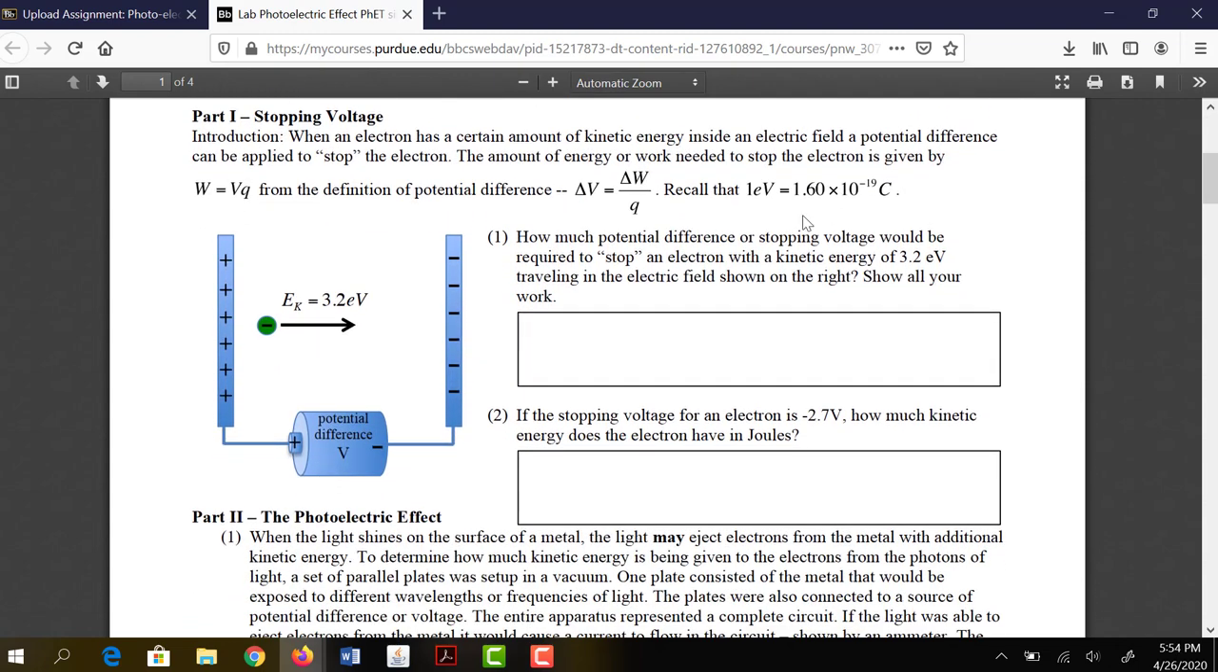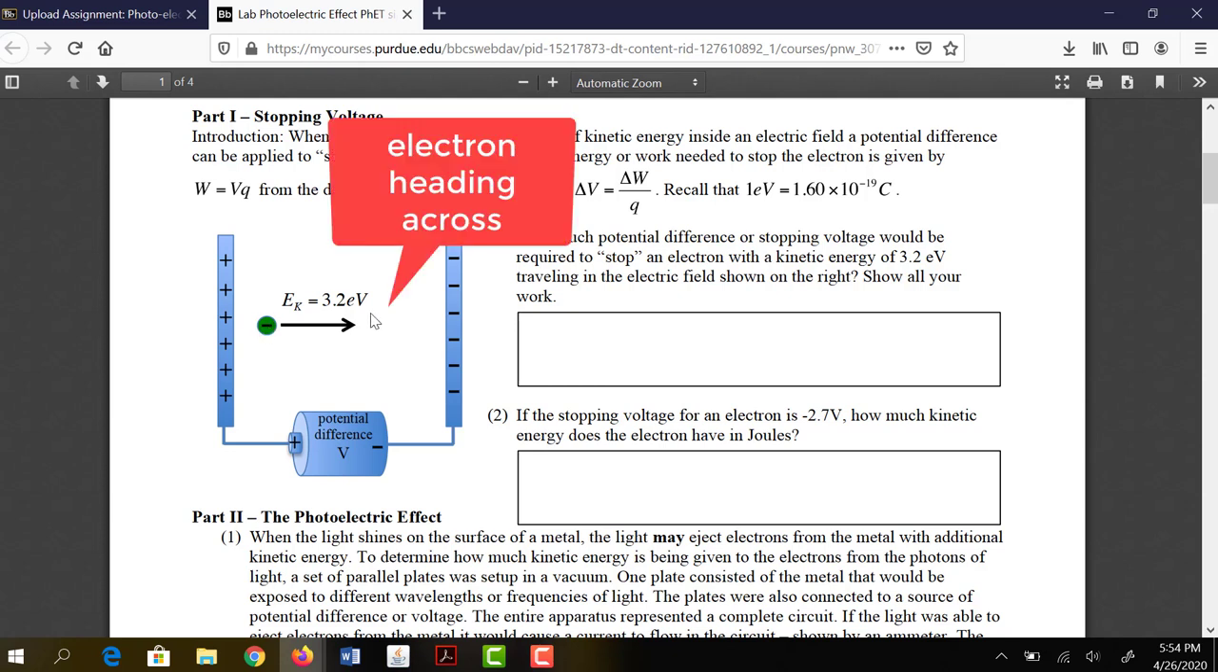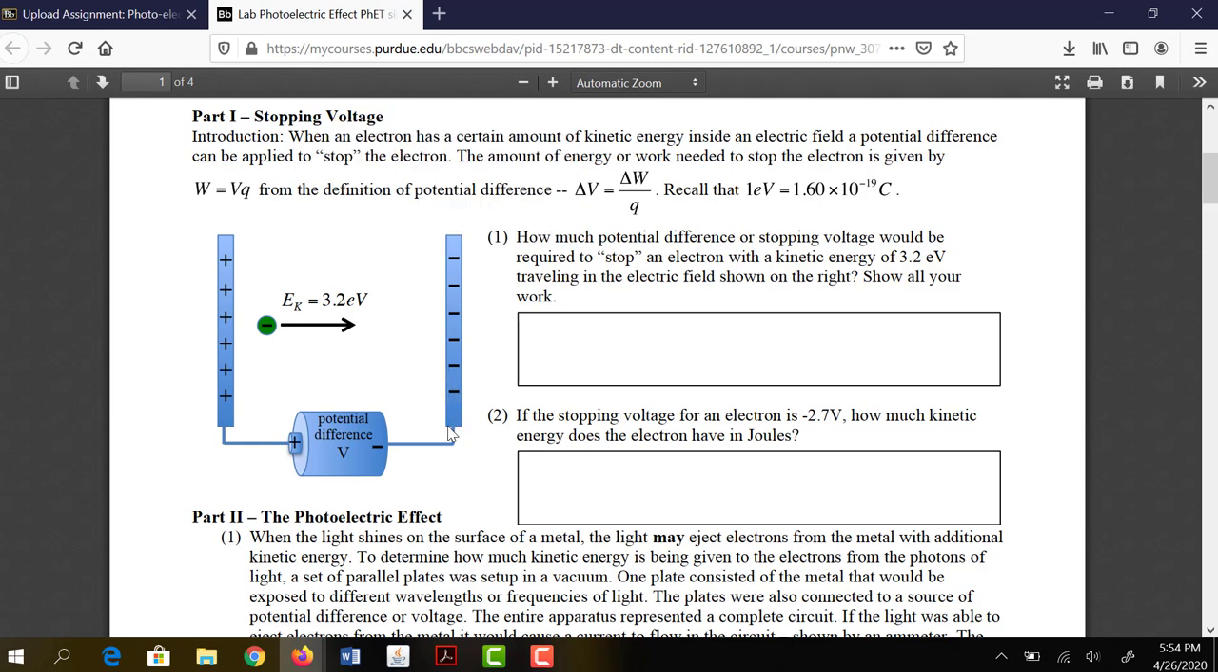Okay, so kind of like this. Here's a photon that's got some energy and it's heading across. So what we can use is a potential difference to stop this from happening. So the first part is just kind of the theory part here, where the work, delta W here, is equal to the voltage difference times Q, if I were to multiply both sides by Q. And it's an electron volt here.